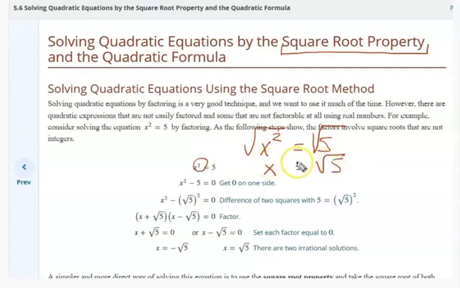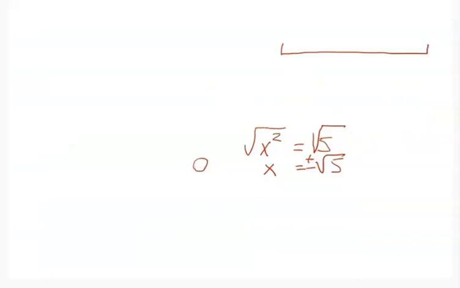Now, we work around that by saying, from now on, whenever you take the square root of something on one side, you're going to take plus or minus the square root on the other. Let's go to the whiteboard and I'll show you what we mean here. And we'll clear this up.